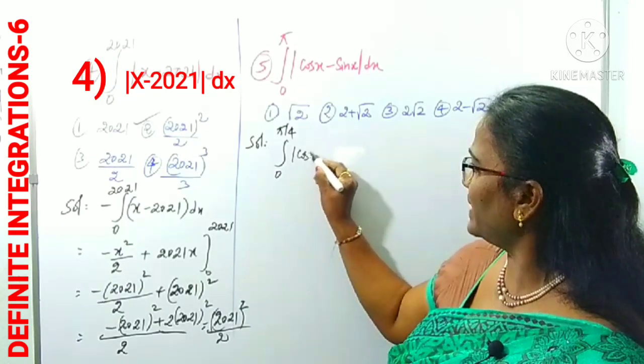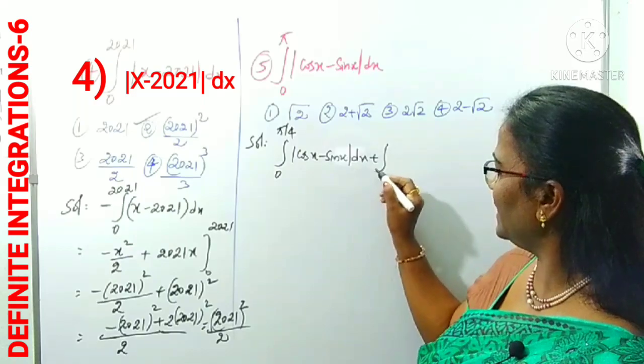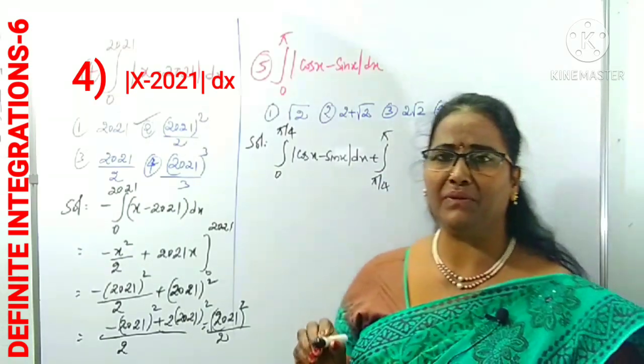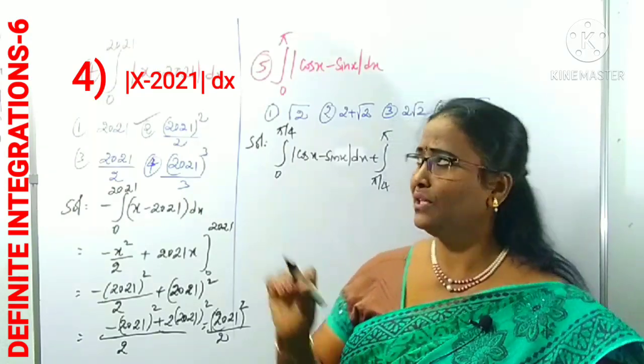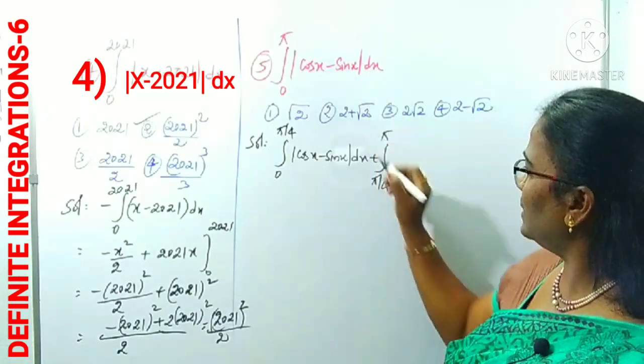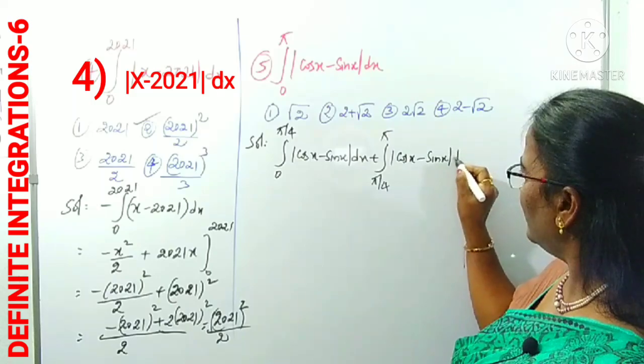Modulus of cos x minus sin x, I am writing as it is first. Plus the second function, pi by 4 to pi. Why am I taking pi by 4 only? Yes, at pi by 4 only the part becomes 0. That is our major point. Modulus of cos x minus sin x dx.